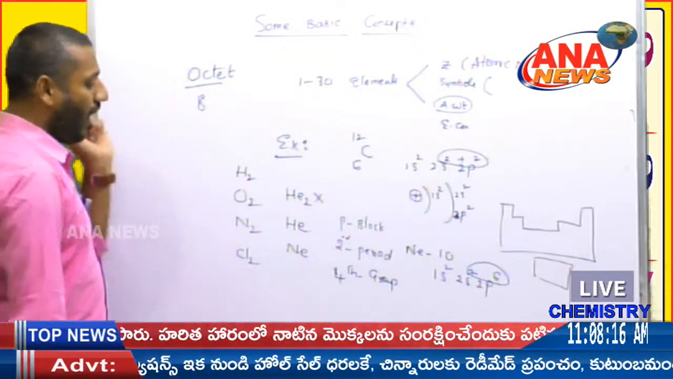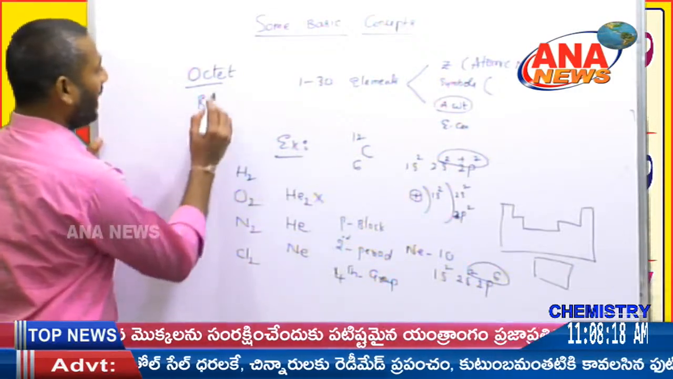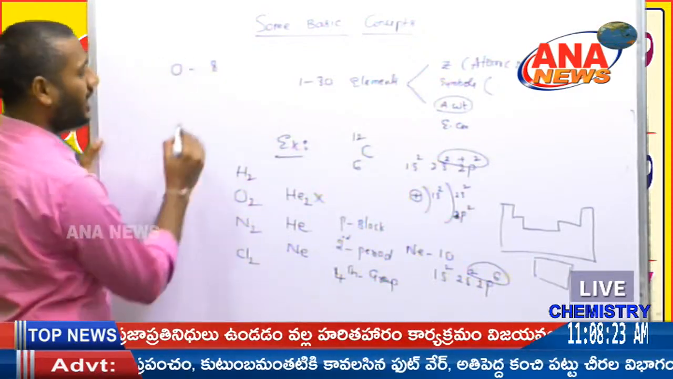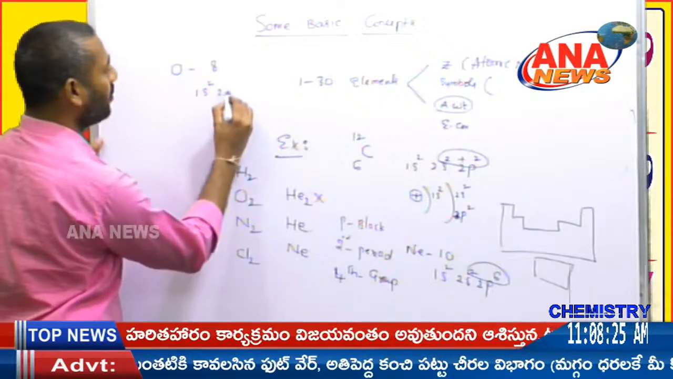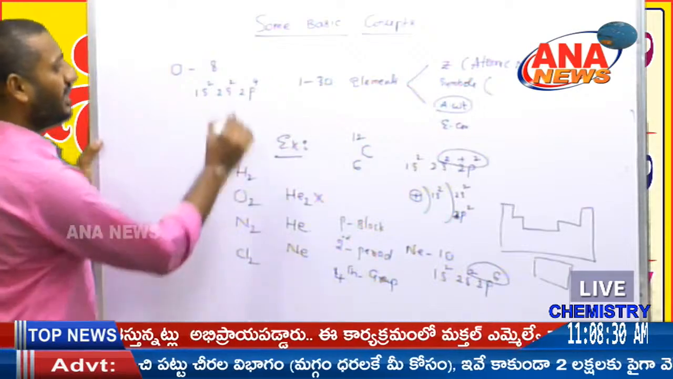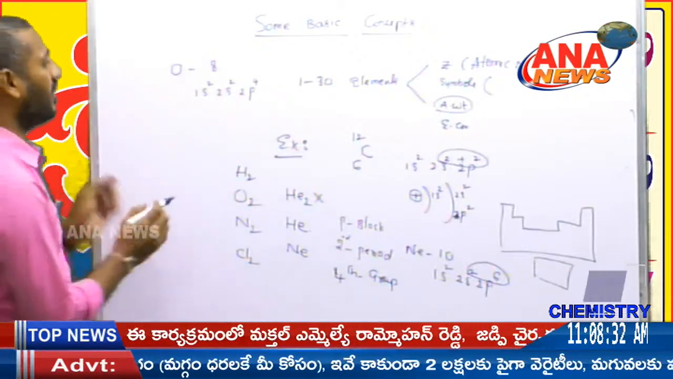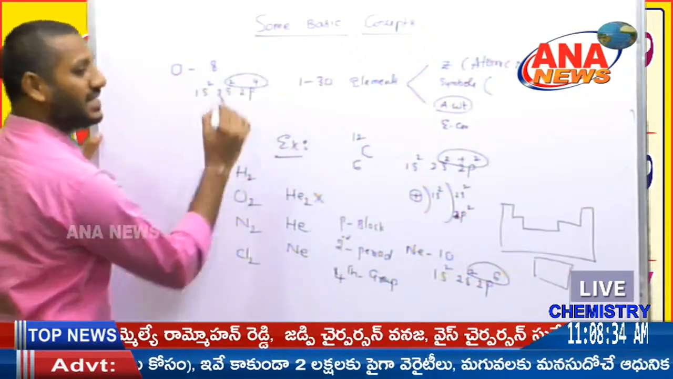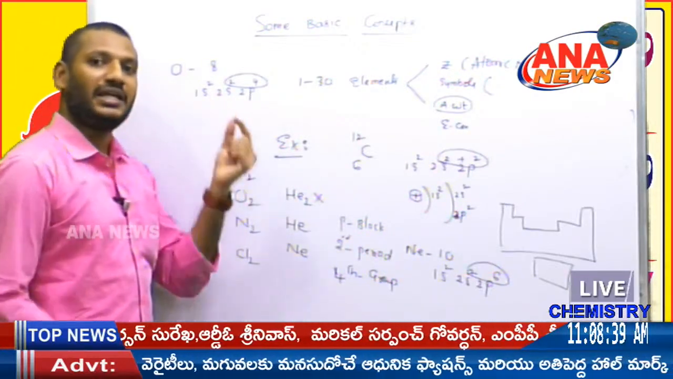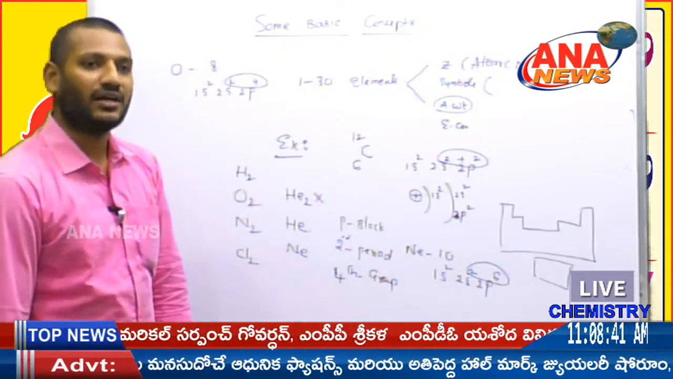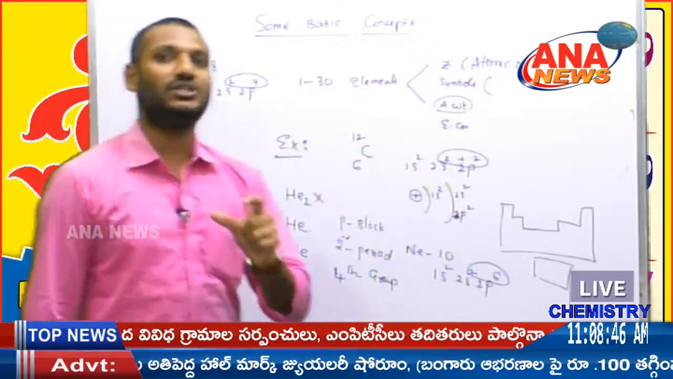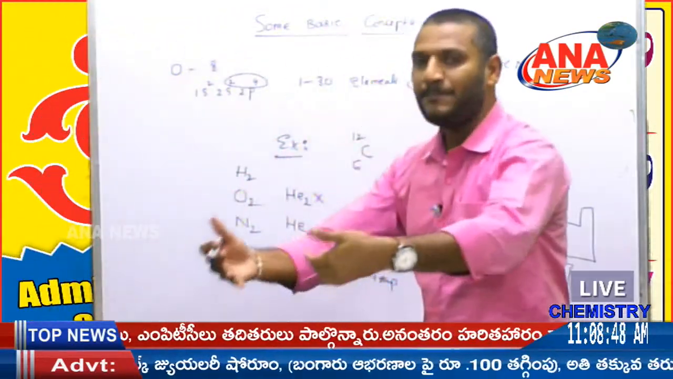We can go to oxygen. Oxygen has atomic number 8. The configuration is 1s2, 2s2, 2p4. So in this oxygen atom, the outermost shell has only 6 electrons. To attain stability, oxygen gains 2 electrons. That is known as the valency, the combining capacity.